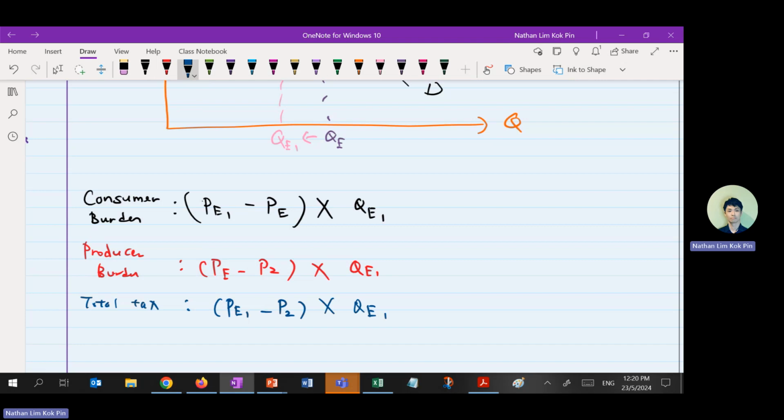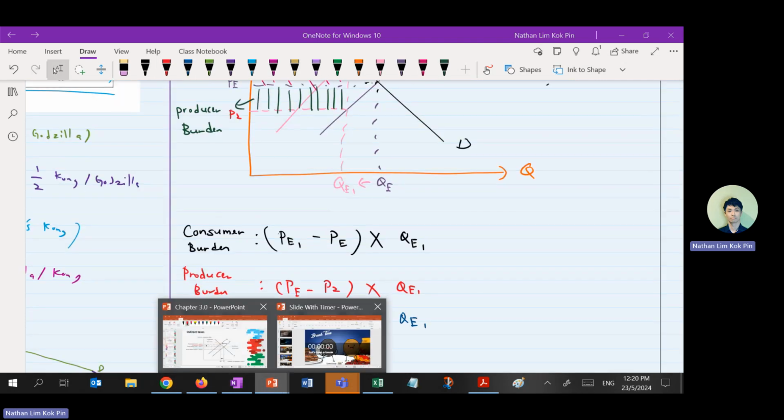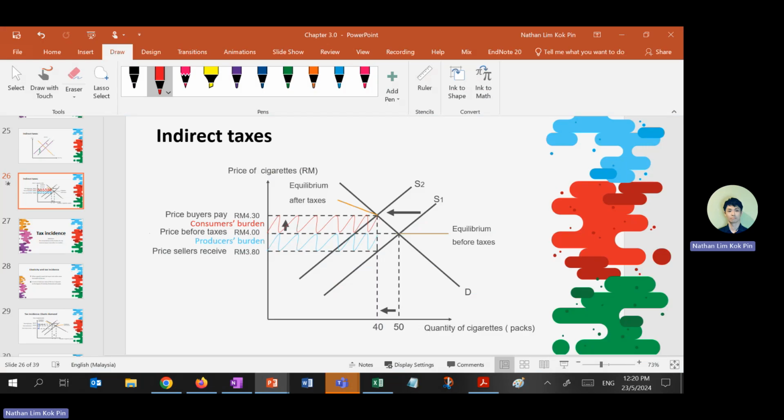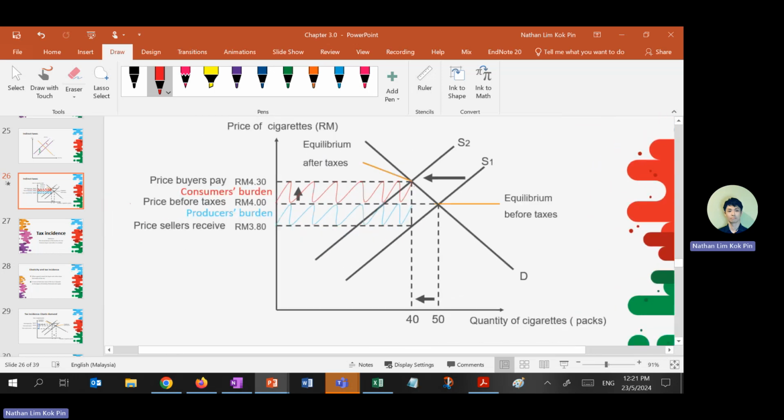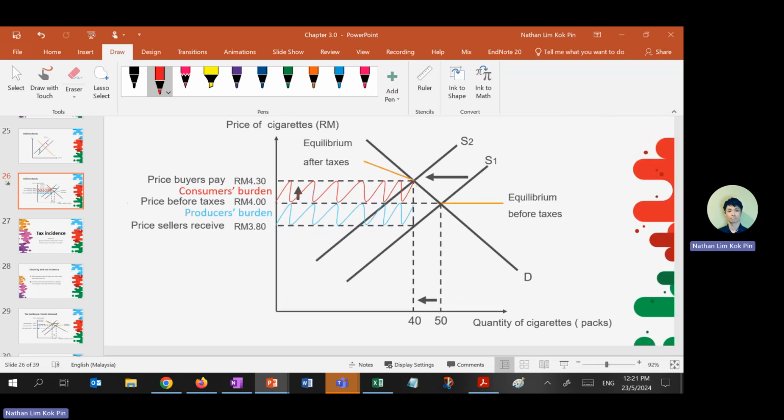So this is how we calculate the total tax revenue, and how much is absorbed by the producers and how much is absorbed by the consumers. Any question? For example, let me ask you, in here, what is the consumer burden?